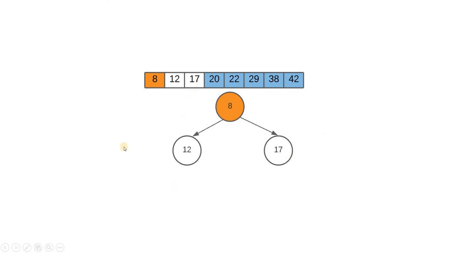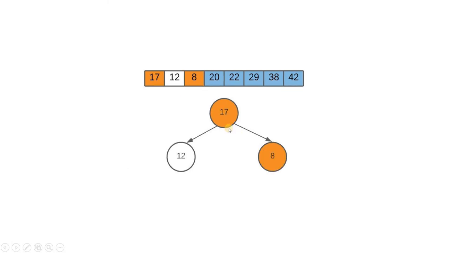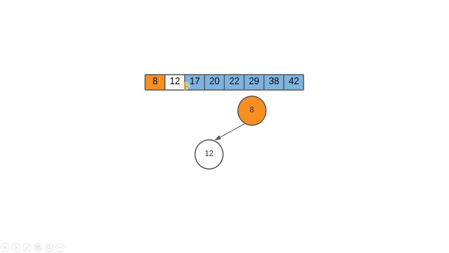And now we have 3 values left. Let's recreate the heap again. 17, all right. We're sorted again. We have the heap, and the max heap. And we swapped 8 and 17 again.